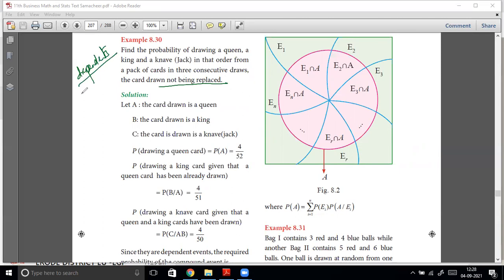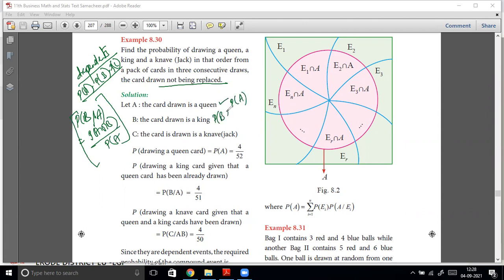Dependent events only. So you can't use P of A into P of B into P of C. You can't use that. You have to go for P of B given A, is equal to P of A intersection B divided by P of A. This is the formula you will have to use. First time, no problem. The card drawn is a queen. Second event, card drawn is a king. Third event, card drawn is a jack. A is not dependent on anything, so P of A is very easy to find. But P of B is given A, and P of C is given A and B. So 2 events it is dependent on.